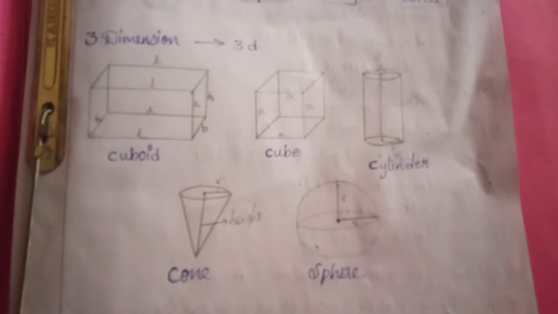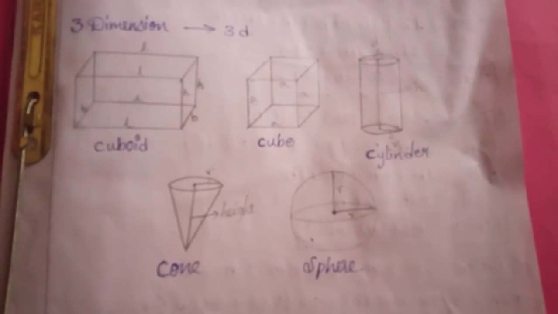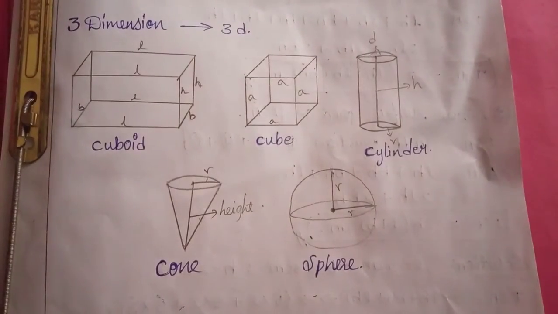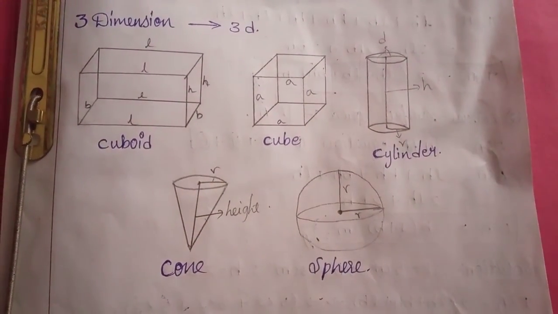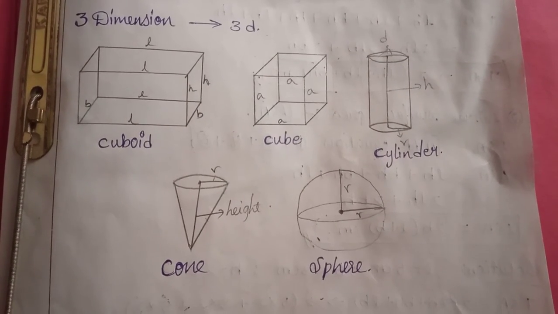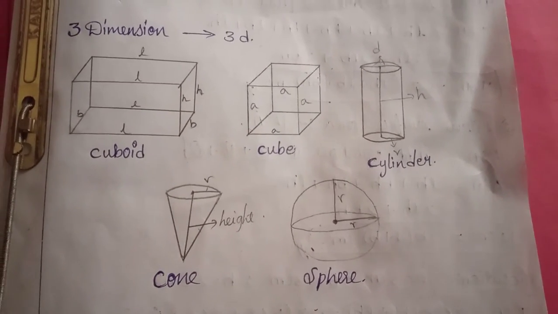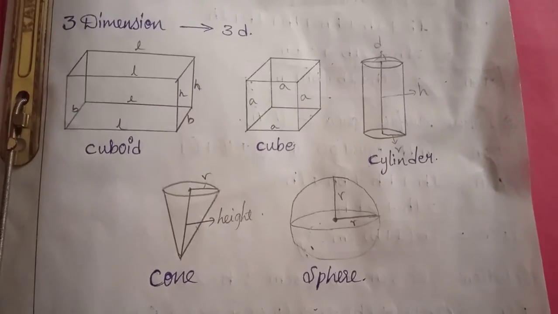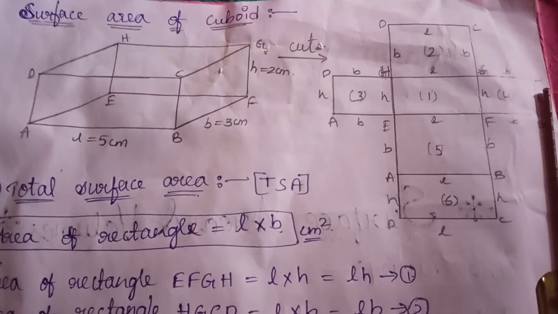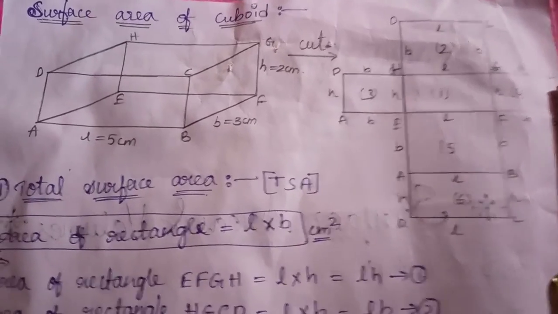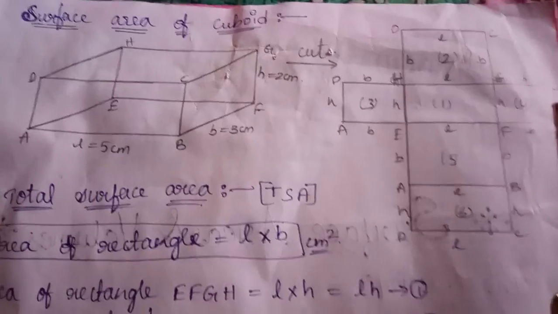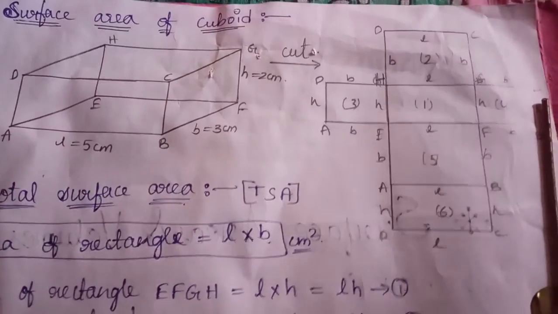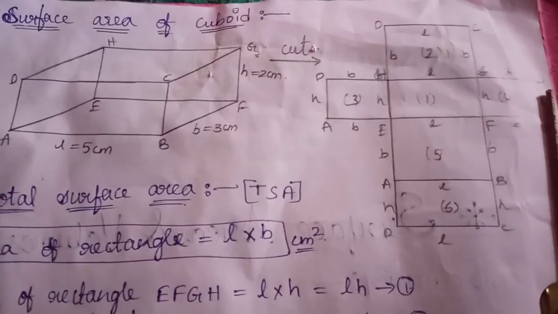And coming to three-dimensional things: cuboid, cube, cylinder, cone, sphere. These objects have length, breadth and also height. So this is about three-dimensional things, which have length, breadth and height. Here we are going to learn about the cuboid. It is a three-dimensional object, and a cuboid has 6 faces and 8 corners.